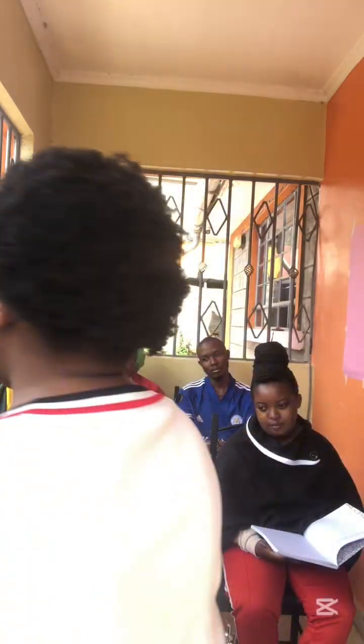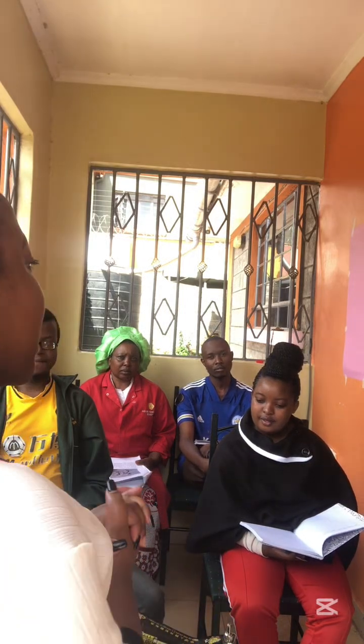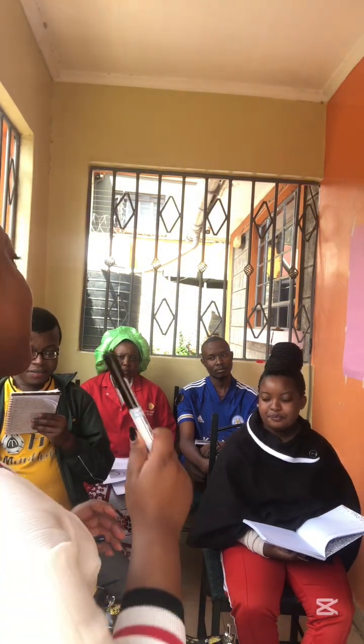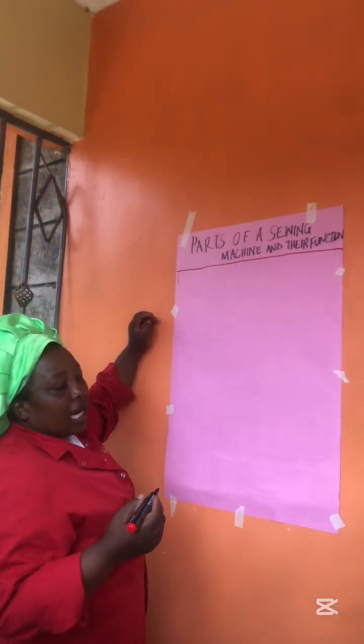So now we are going to take an exercise where we will write down on the manila paper the different parts you have learned in this class and their functions. Each and every one of you will have a marker to write the different functions. We have the parts of a sewing machine and their function.